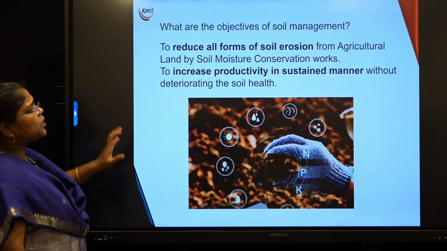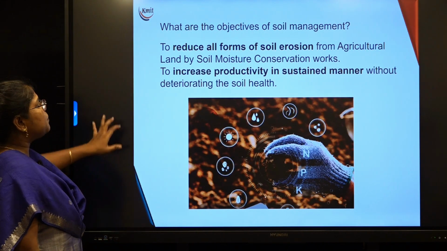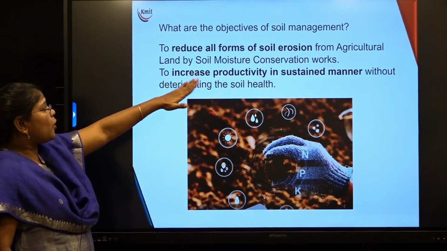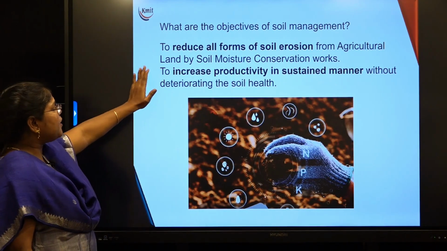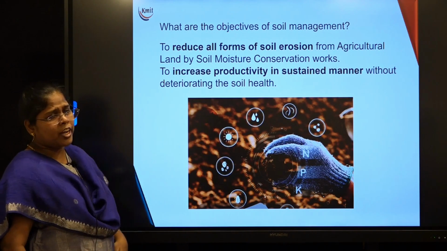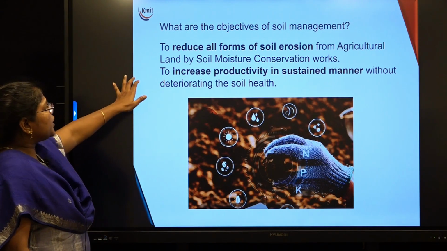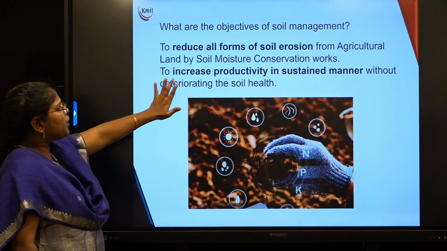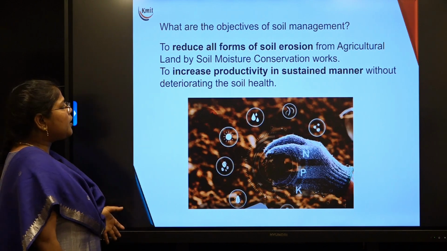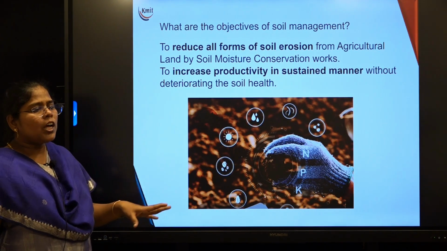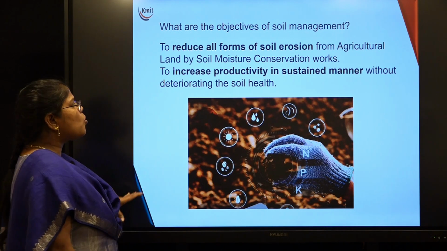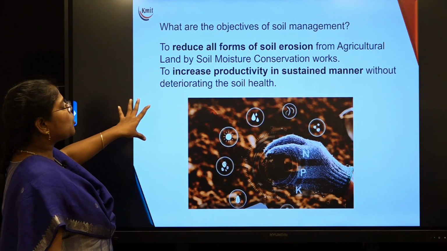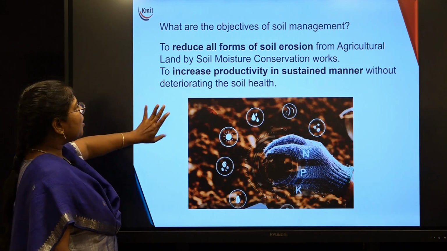The two objectives of soil management are to reduce all the forms of soil erosion from the agriculture land by soil moisture conservation works, and to increase the productivity in a sustained manner without destroying the soil health. The main aim of soil management is always to conserve more and more soil health or nutrients, and also to increase it or not let it deteriorate.